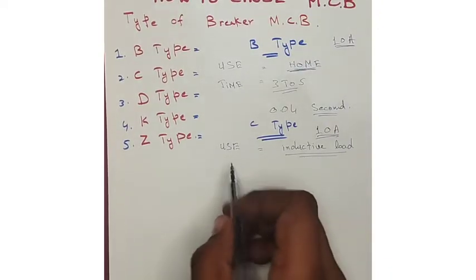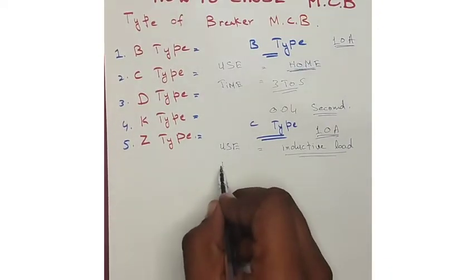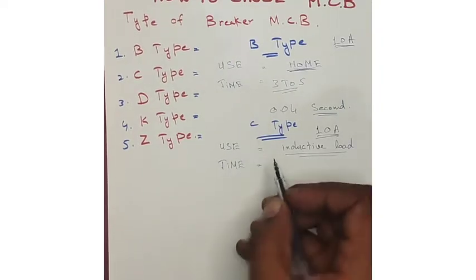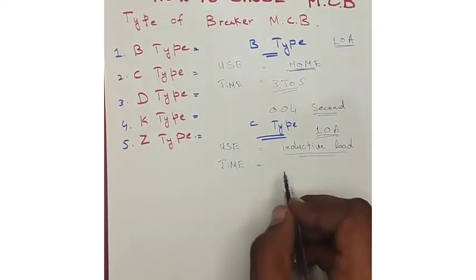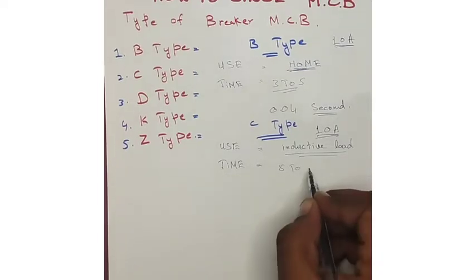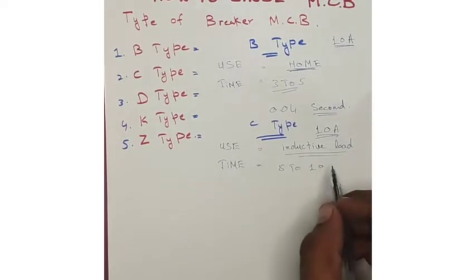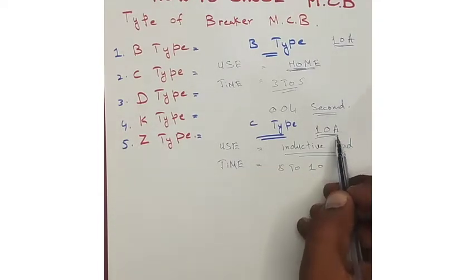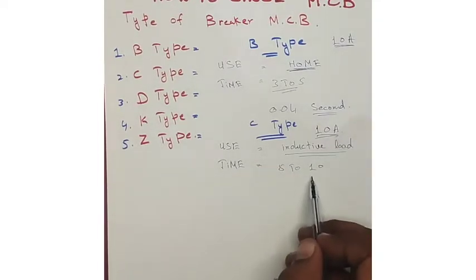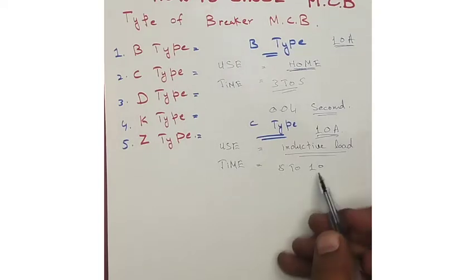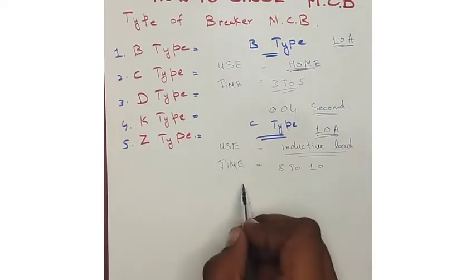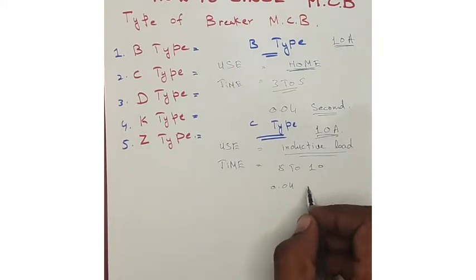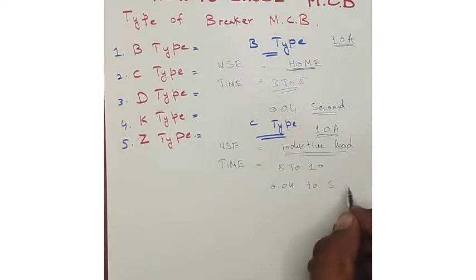And now we check how much time it takes for tripping. If this breaker takes 5 to 10 times more than the breaker rating, suppose your breaker is 10 ampere and the breaker takes 5 to 10 times extra current as per rating, the breaker will trip in 0.04 seconds to 5 seconds.